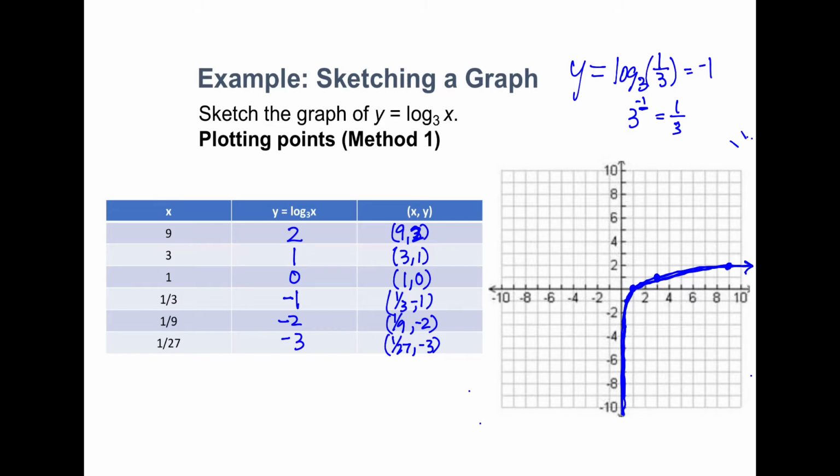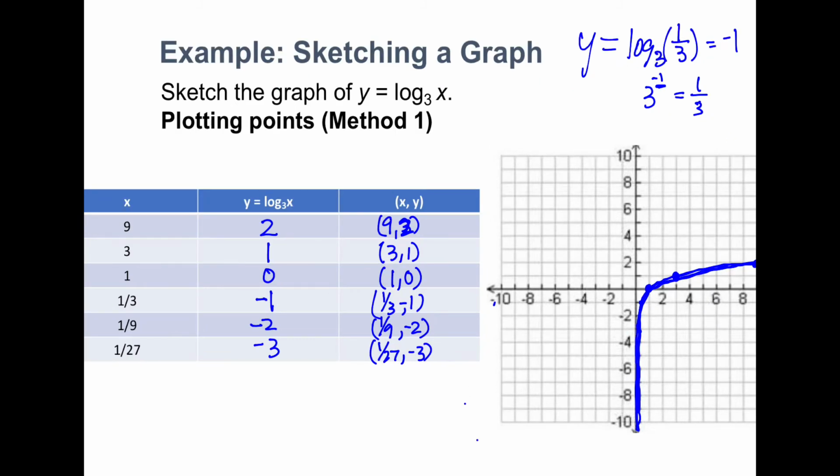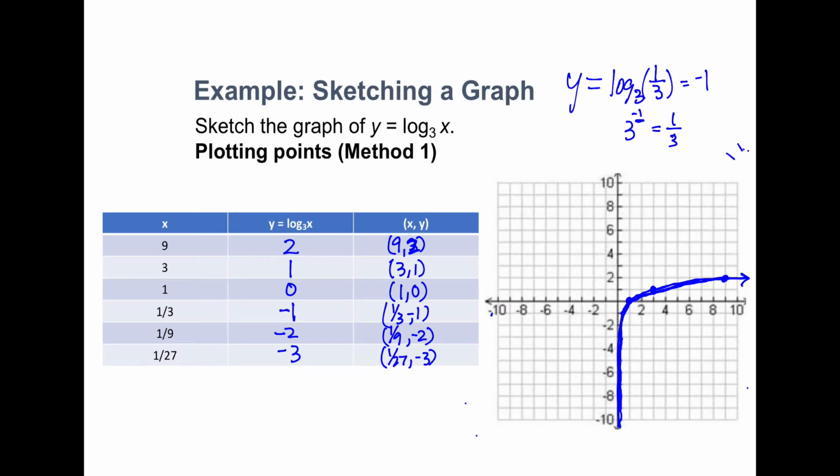My next point here, if my input is 27, if I was going backwards there, so I have to go out to 27, I would go up one more unit.